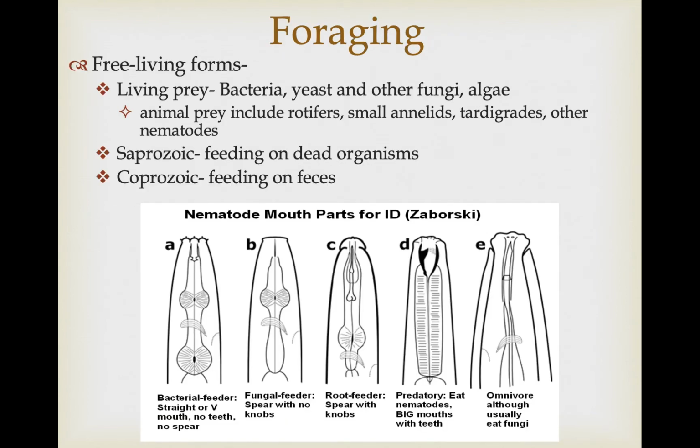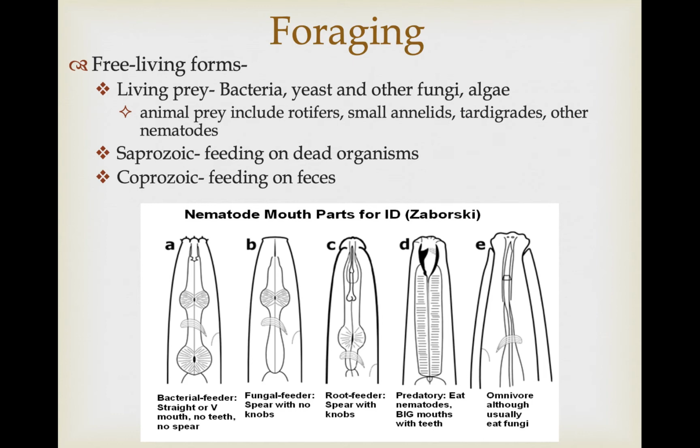The free-living forms eat a variety of prey. So living prey include bacteria, yeast, and other fungi, algae. Animal prey include other small animals like rotifers, small annelids and tardigrades, and other nematodes, because nematodes themselves are relatively small. Many of them are also saprozoic, which means they feed on dead organisms, so they're important in the decay process. Others are coprozoic, meaning that they feed on feces.